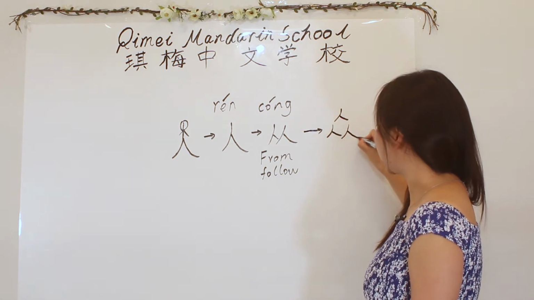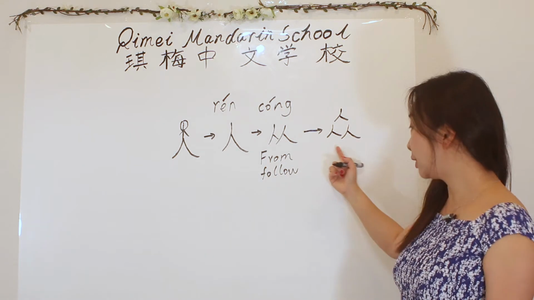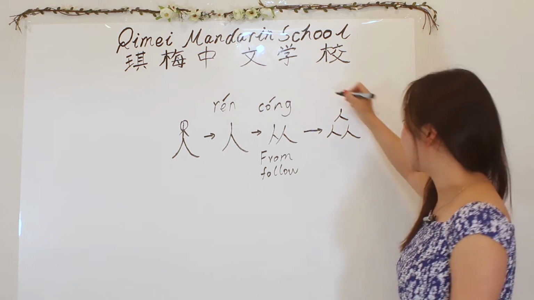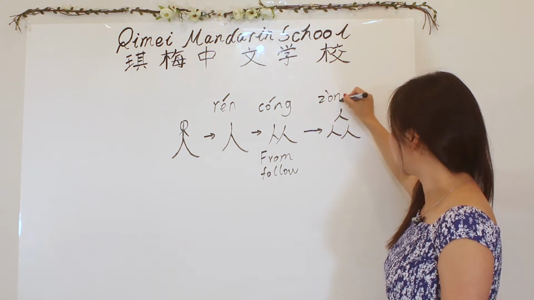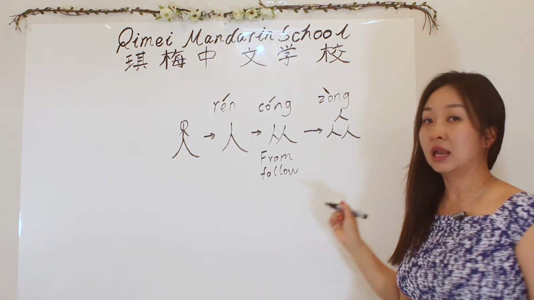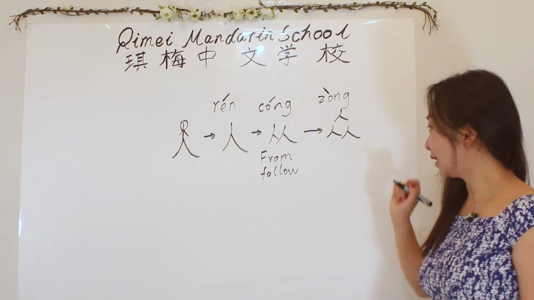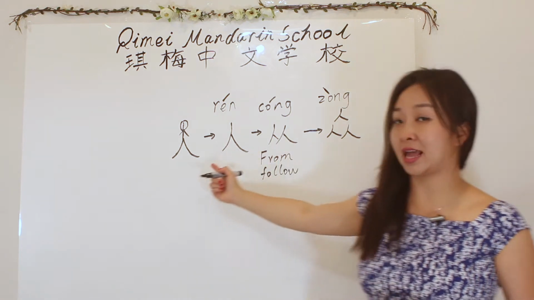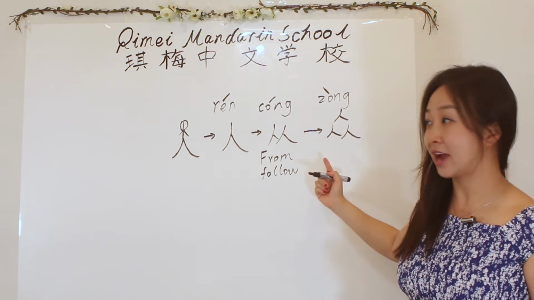And how about we add another person on the top? And then now it becomes three people. So what's going to happen? You have three people together, right? So this word's called 众. So 众 means a large group of people, right? So 众. Okay, so this is the first element and how we use it to build other Chinese characters.